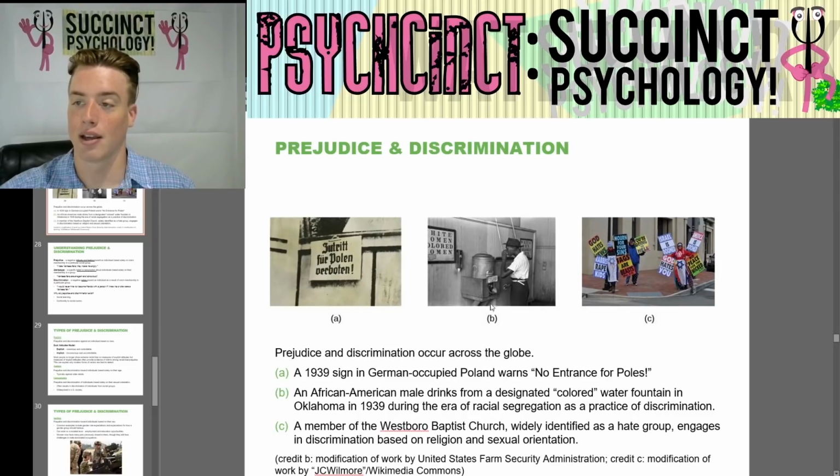Next, we have prejudice and discrimination. So right here, we have a 1939 sign in German. Occupied Poland warns no interest for Poles. Here we have an image of an African-American man drinking at a colored water fountain. It's because they weren't allowed to drink from a white water fountain back in 1939 during the era of racial segregation. And then you have the Westboro Baptist Church. It's a hate group that attacks people for their religion and sexual orientation.